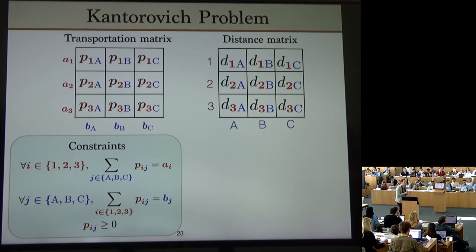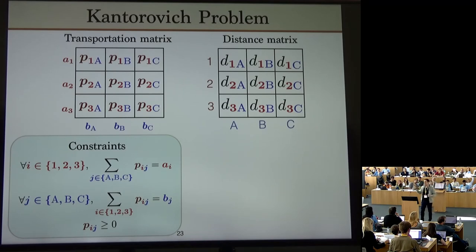It tells you how many soldiers you are sending from 1 to A, 1 to B, and 1 to C. So of course, the sum of those numbers must be equal to the number of soldiers that were available in the barrack to start with. Okay? And so on with the second line, and so on with the third line.